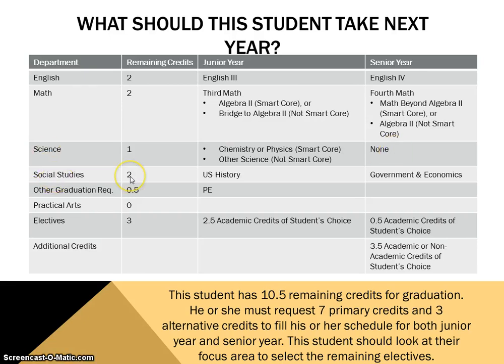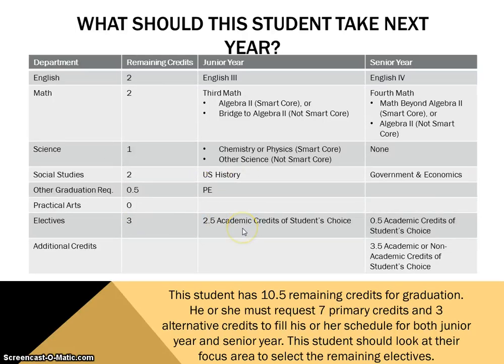Social studies, they have 2 credits left, U.S. history and government and economics. They still have PE remaining, and then they have completed practical arts, and then 3 credits worth of electives. There were 6 half credit blanks remaining on electives, which is 3 total credits.